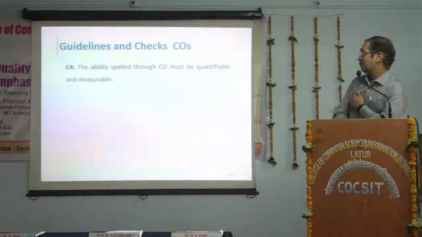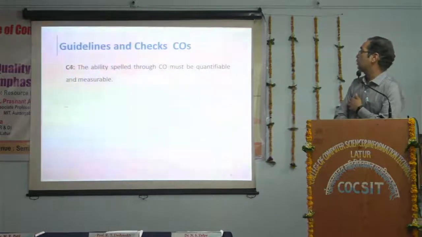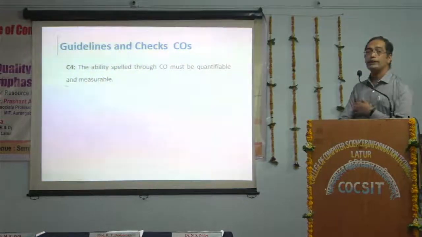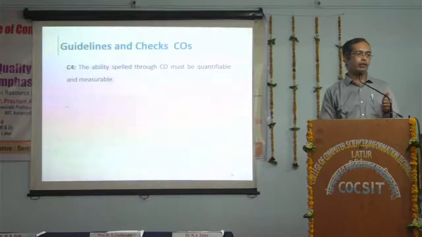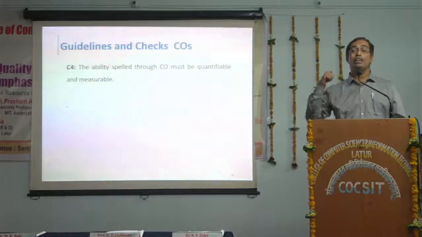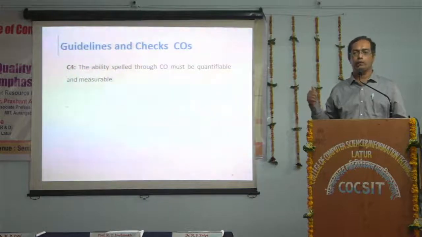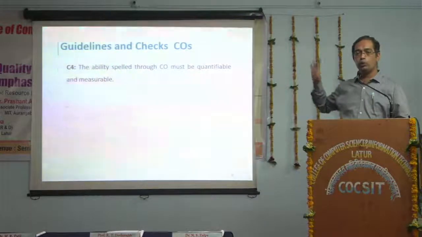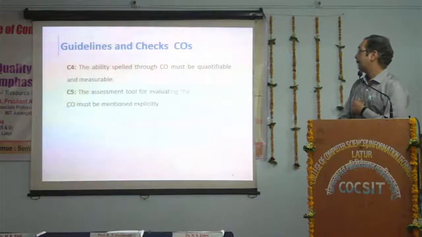C4, that is checklist number 4. The ability spelled through the CO must be quantifiable and measurable. This is very much required, because we have to do the assessment of it. If you want to do the assessment of it, it should be quantifiable, right? So it is not qualitative terms, it is quantification. Okay? Quantification needs to be done for that particular CO. So whatever you are checking should be measurable.